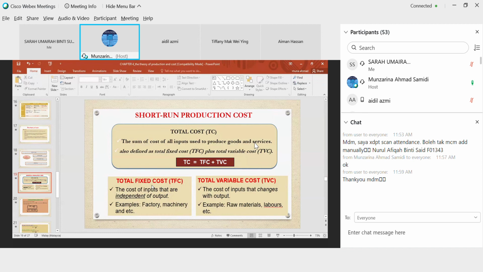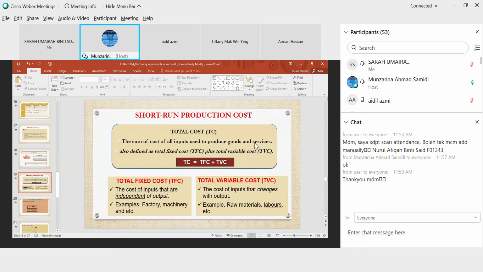In the long run, there is no fixed cost, because in the long run there is no fixed input. You only differentiate between variable cost and fixed cost in the short run. In the long run, there is no difference between variable and fixed cost. All costs are variable costs. In the short run, some costs are fixed and some costs are variable.